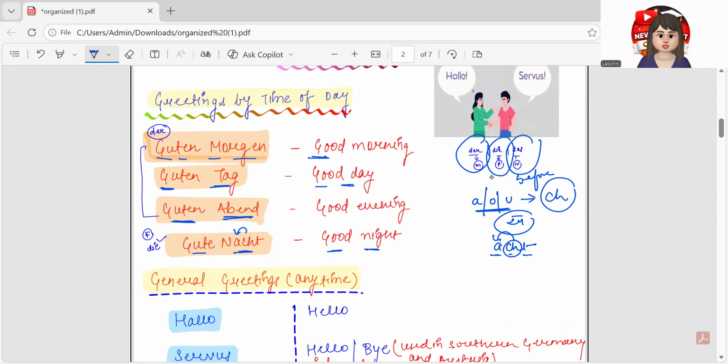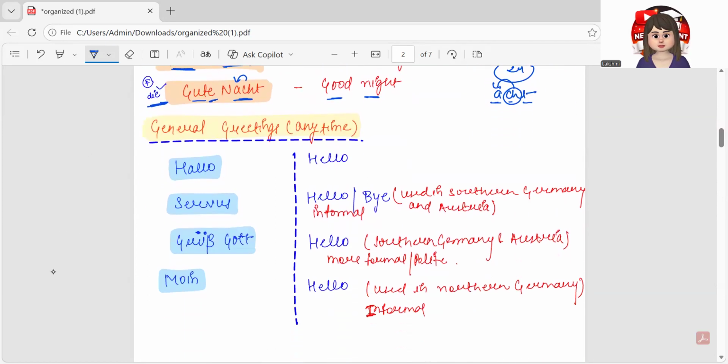So first we are talking about Morgen, Tag, Abend, and Nacht. All these times of the day also take an article, right? Guten Morgen, Guten Tag, Guten Abend. These take the article der, but with night there is an exception case. Remember this thing. With night you will put the article die. So it's Gute Nacht, that's why it's gute, not guten. That's the exception case.